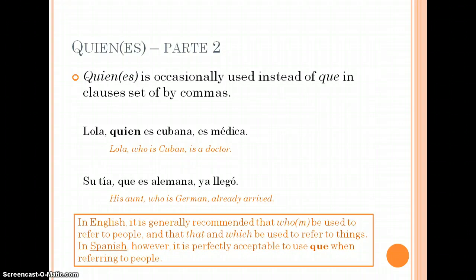And we do want to notice that in English, it is generally recommended that who or whom be used to refer to people, and that and which are used to refer to things. In Spanish, however, it is perfectly acceptable to use que when referring to people at any time, which is probably one of the reasons why que becomes the most widely used relative pronoun.